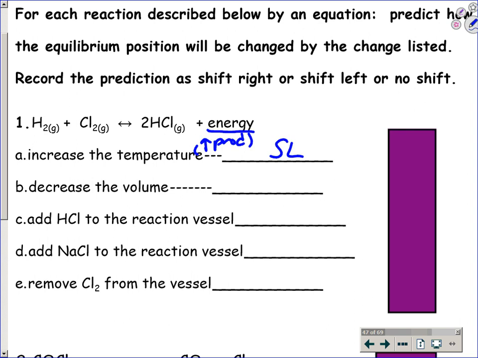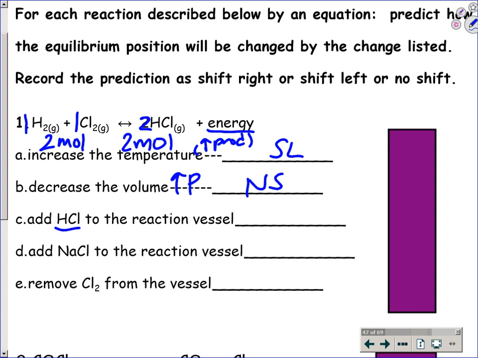Decrease volume, what does that do to pressure? Increases pressure. So I have to start doing what? Finding moles of gas, because solids and liquids don't do anything to pressure, right? So 1, 2, because there's 2 moles of gas over here, and over here, 2 moles of gas. Well, which side is favorable? Neither, so no shift. Okay, that way if there's not a favorable direction to go, you just say no shift because it's not actually going to impact equilibrium.